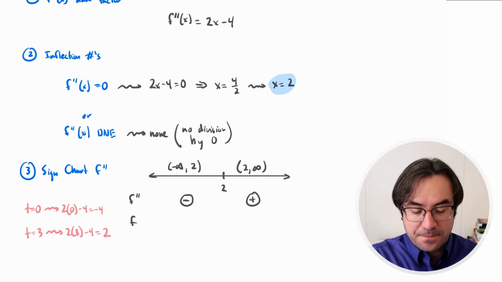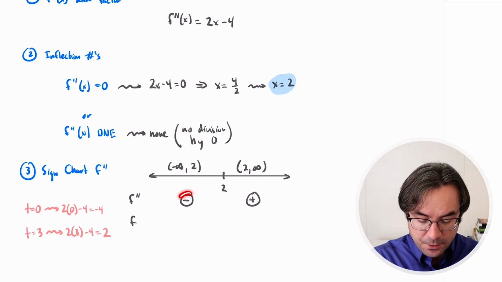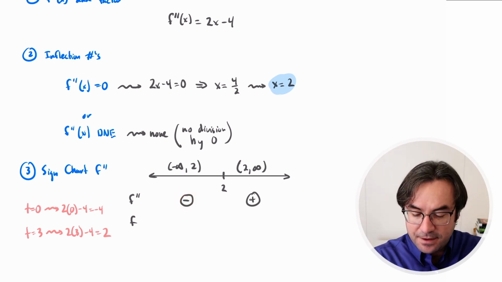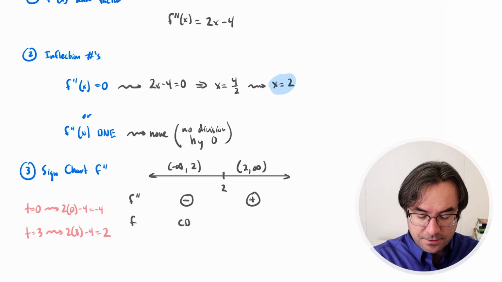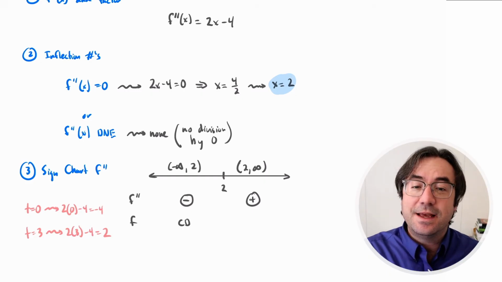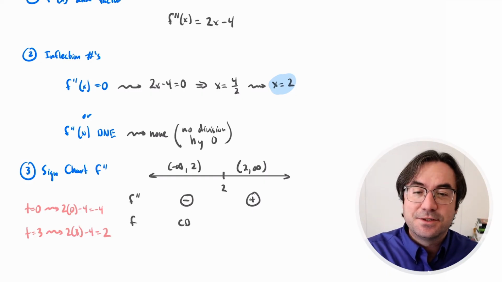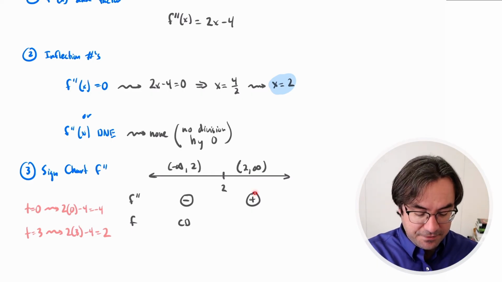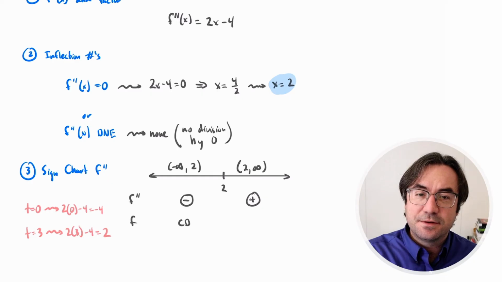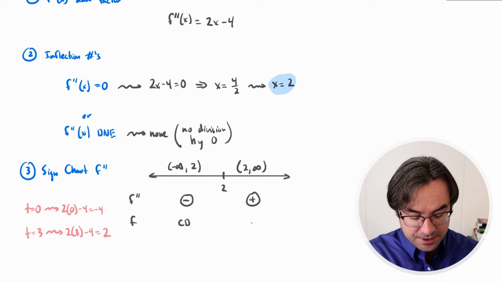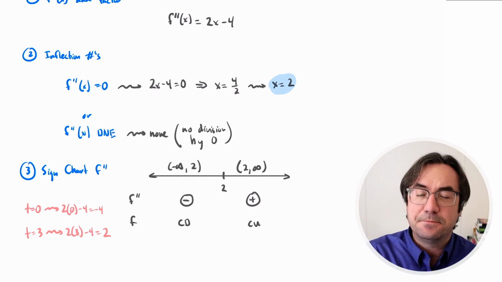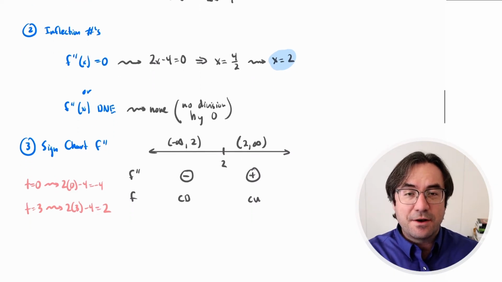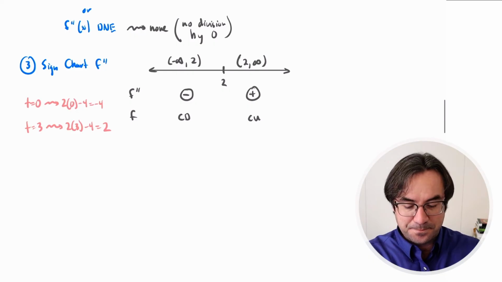And finally, we know that when f double prime is negative, our original function is concave down. So f is going to be concave down on that first interval. And when f double prime is positive, that tells us our original function is going to be concave up. All right, so we've got our intervals at this point.